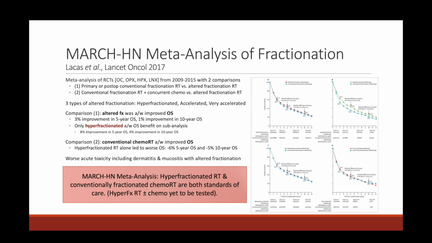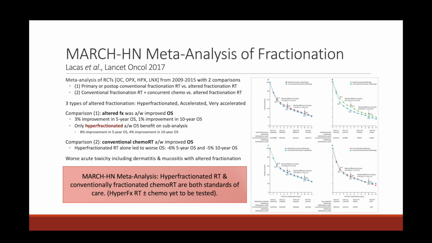So at this point, you're probably wondering, it seems like altered fractionation, either hyperfractionation or accelerated fractionation, really seems to have a benefit over conventional fractionation. So why in this era are patients still getting treated with 70 gray in 35 fractions, 5 fractions per week? I think the data is quite nuanced, and it's also confusing to wrap your head around. So I'll try to do my best at making sense of this.